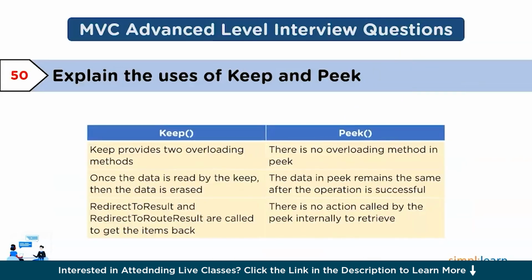Here are some differences between keep and peek. Keep provides two overloading methods, whereas peek provides no overloading method. Once the data is read by keep, then the data is erased. The data in peek remains the same after the operation is successful. In keep, redirect to result and redirect to route result are called to get the items back. In peek, there is no action called by the peek internally to retrieve.